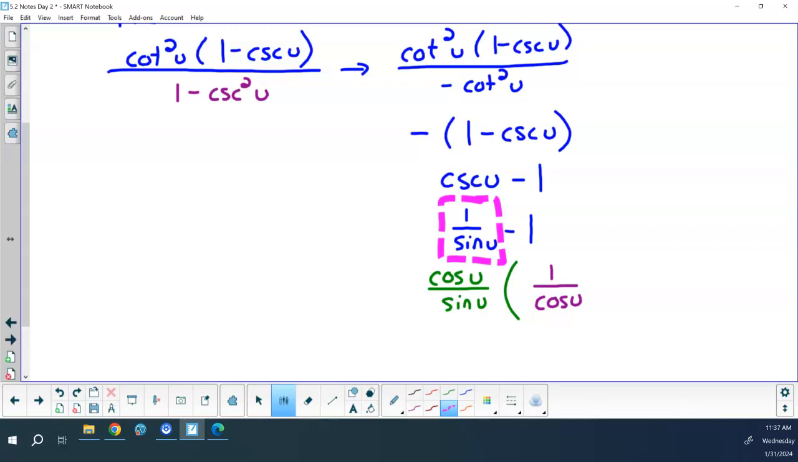Then, what do I have to multiply this green thing by to get 1? Wouldn't it just be that, because I already got the minus sign? Yeah, sorry. So just sine over cosine.